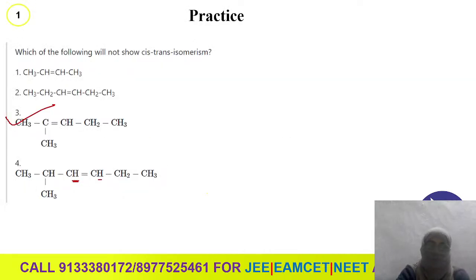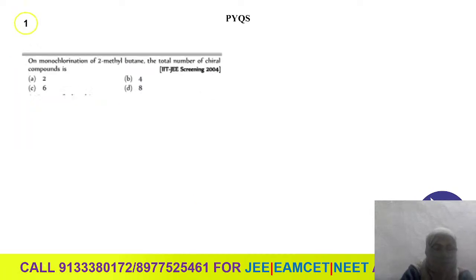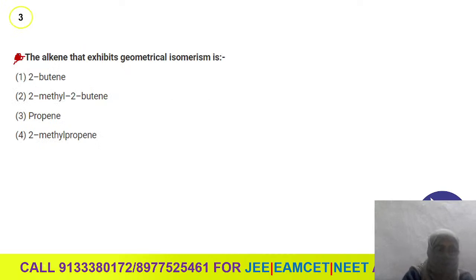So these are the questions which we have already practiced. I think we stopped in the intermediate. The question was, the alkene which exhibits geometrical isomerism, right? This was a question. Let us continue with that, and we also have the questions about cleavage.